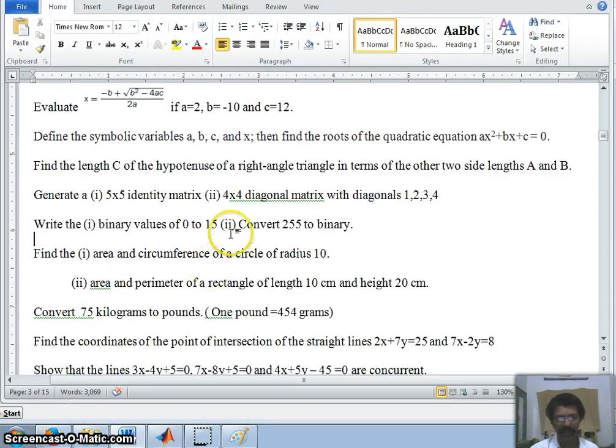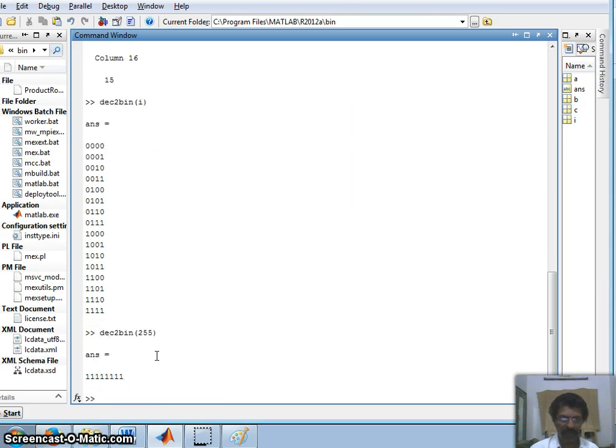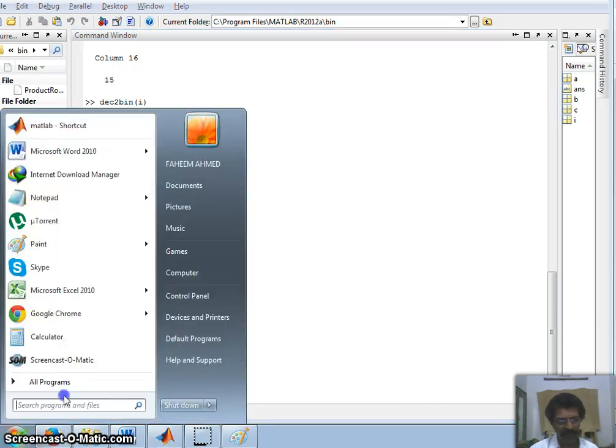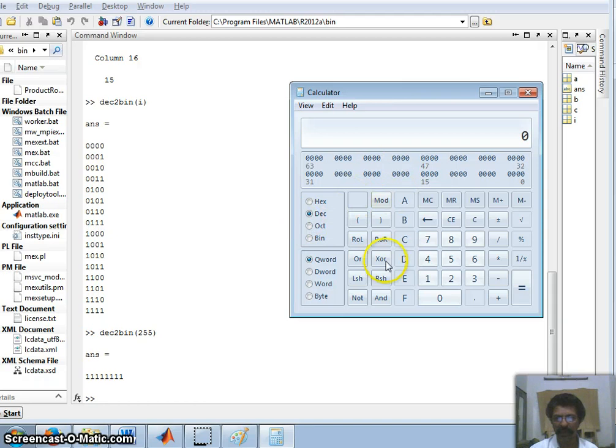Then the second question is convert 255 to binary. Yes, it is as usual, decimal to binary, whatever may be the decimal number. 255 is the largest number that could be accommodated in 8 bits. Therefore, decimal 255 is equal to 11111111. Right, you can cross check by means of a calculator also. Here the decimal value is 255 and its binary number is equal to 8 ones.